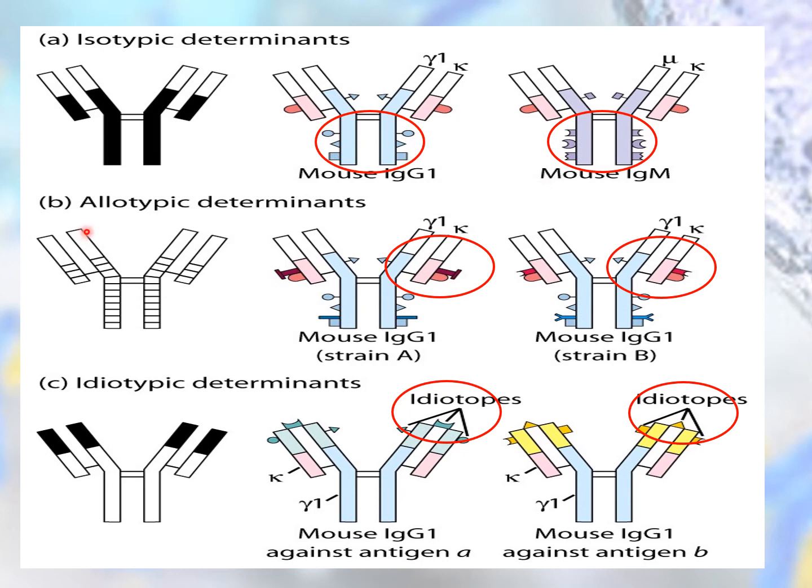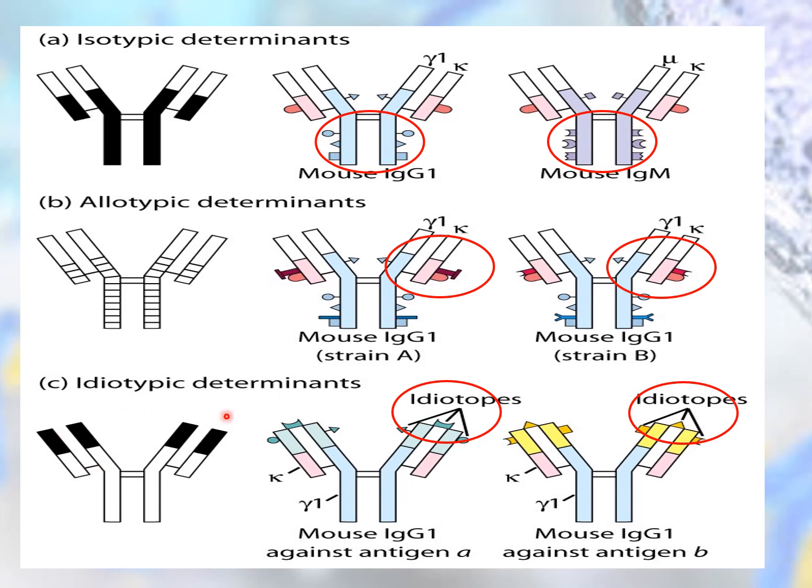Now let's come to the allotypic determinants. As we know, allotypic determinants have a variation within the same isotypic determinant. So in this case, you can see the antibodies are both IgG, produced by strain A of mouse and strain B of mouse. These allotypic determinants represent the allelic variation. This variation is due to variation in the amino acid sequence. In this case, it's due to variation in the kappa chain of the IgG, and the B strain produces a different sequence of amino acids within the same kappa chain.